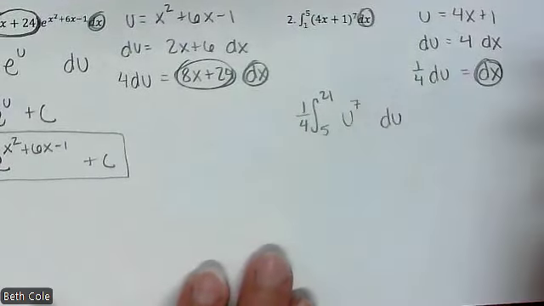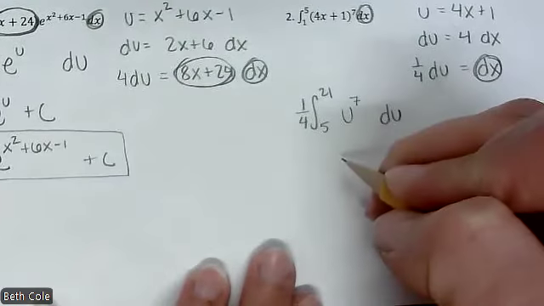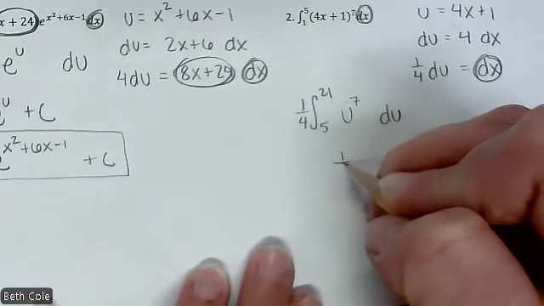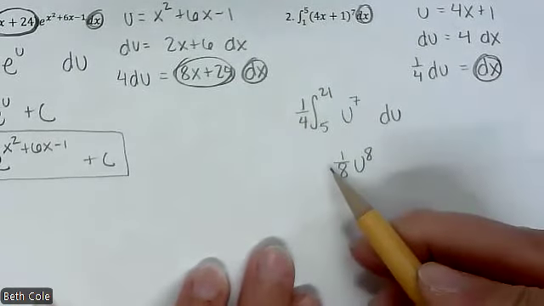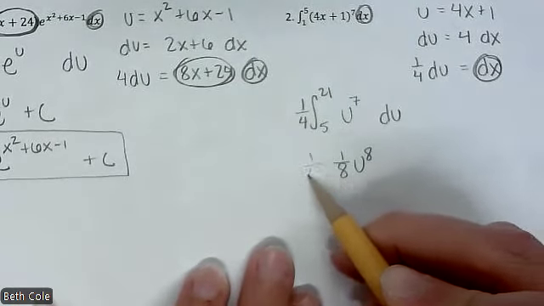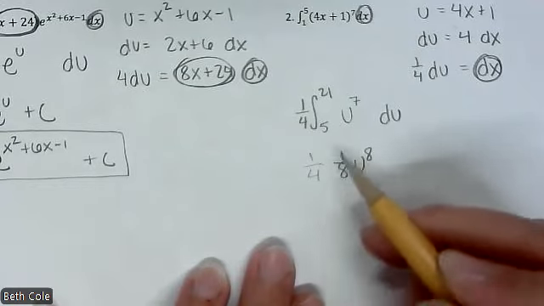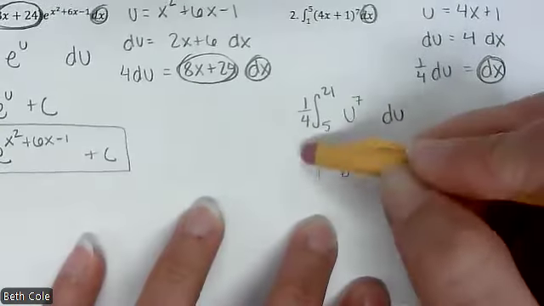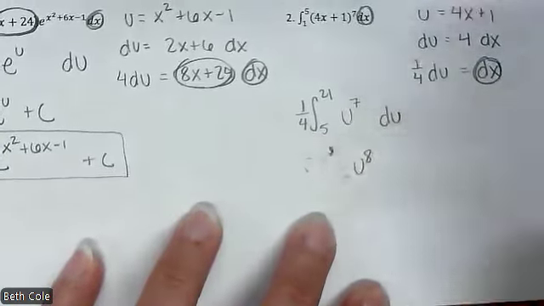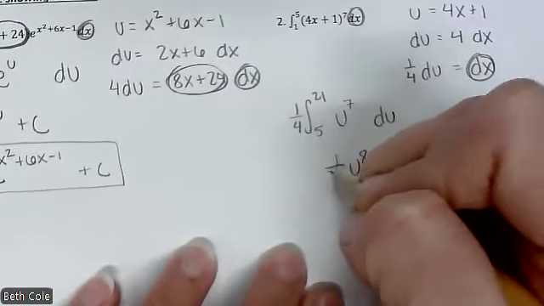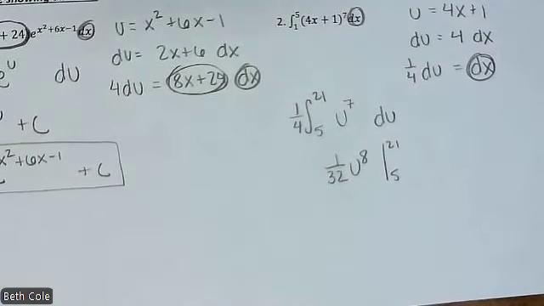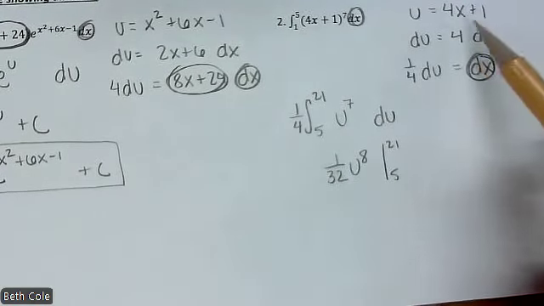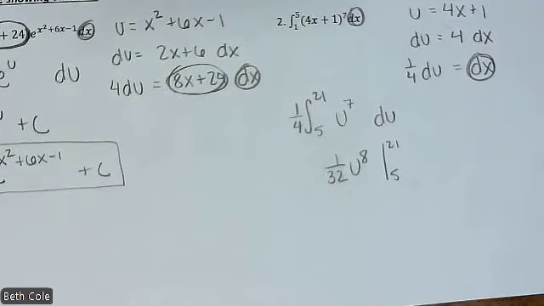What's your antiderivative of u to the 7th? 1/8 u to the 8th. Now, there's also a 1/4 there, so I'll write it, but I'm going to erase this in a second. If you multiply those together, you would get 1 over what? 32. Good. Such that 5 to 21. Now, you don't have to substitute the 4x plus 1 back in because we took care of that with the boundaries. So you get to skip that step.